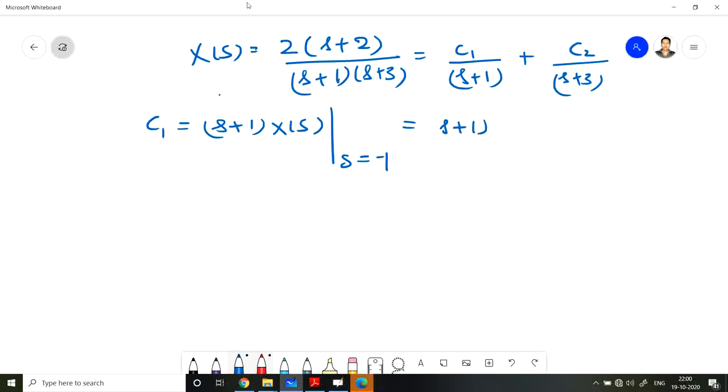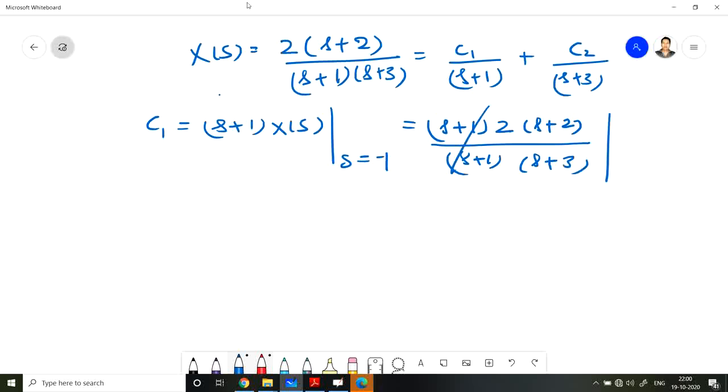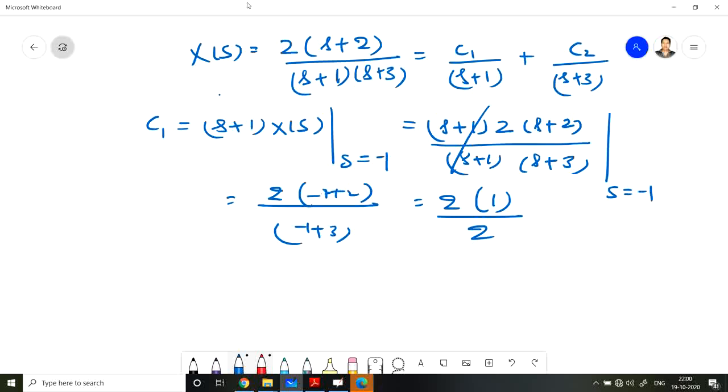So what will we get here? We will get (s plus 1) multiplied by X(s), that is 2(s plus 2) divided by (s plus 1)(s plus 3). So it will cancel out, and we put s equal to -1. The result is twice (-1 plus 2) divided by (-1 plus 3), so it is twice 1 divided by 2. So it is 1. So we are getting C1 equal to 1.